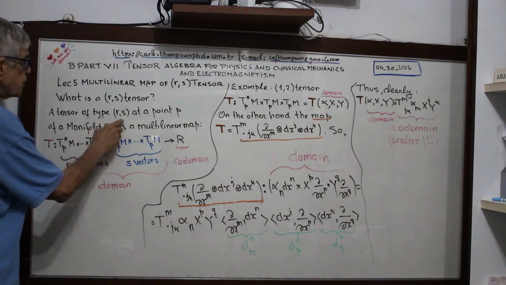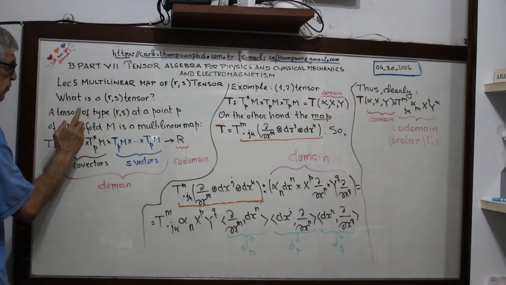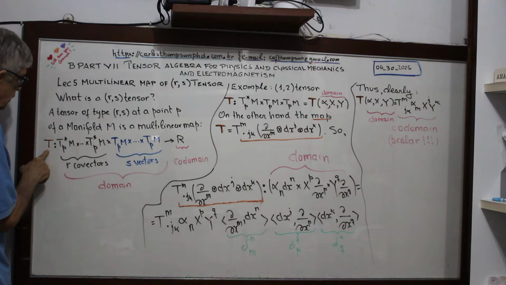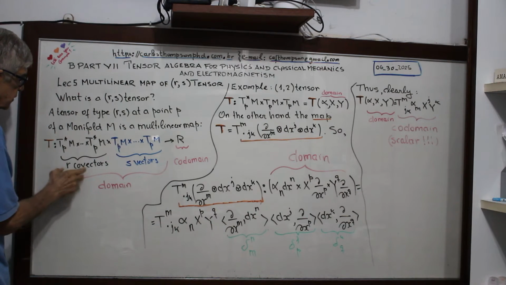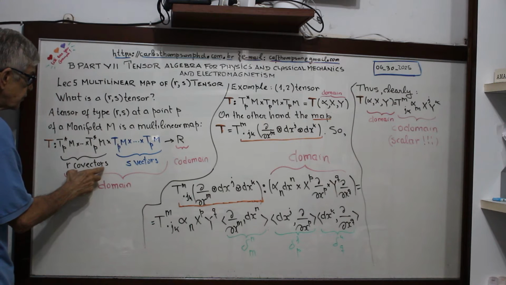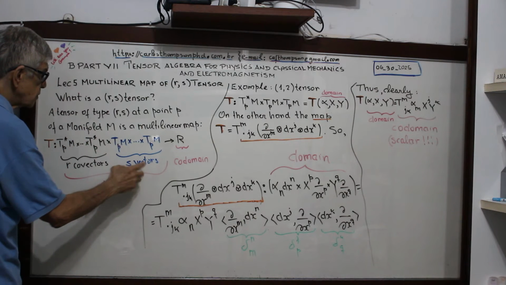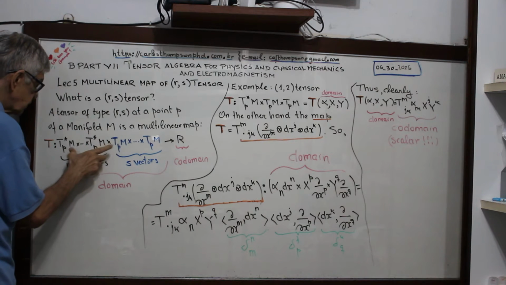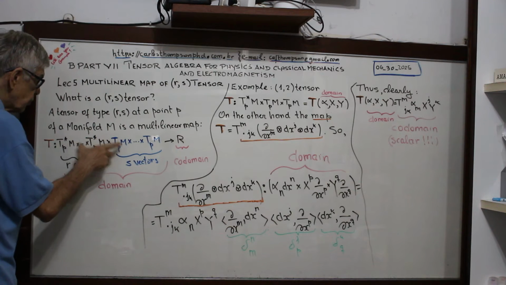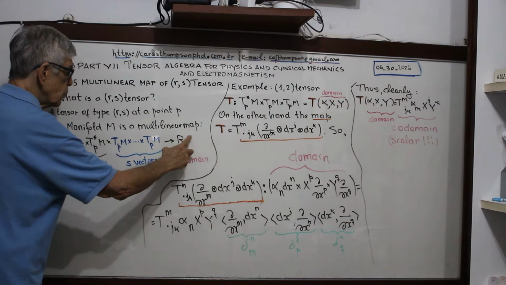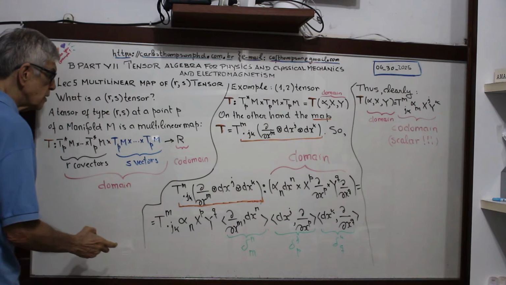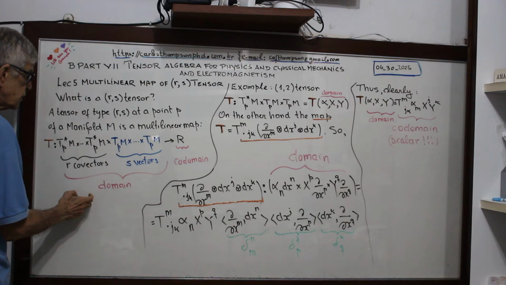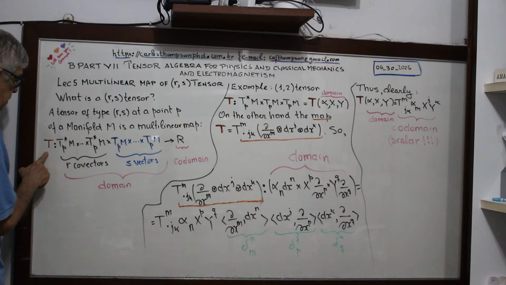So a tensor of type RS at a point P of a manifold M is a multilinear map. This is the pumpkin-orange color here. This is R covectors and S vectors, by definition, and this map, acting on the right-hand side, leads to R, which is the codomain, which is a scalar. All this is the domain, and this is the map.